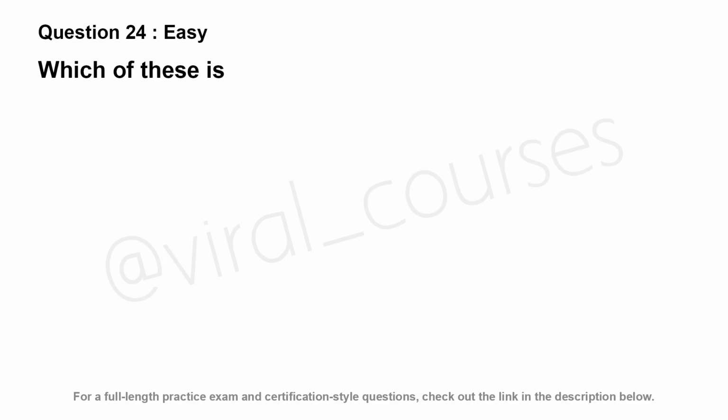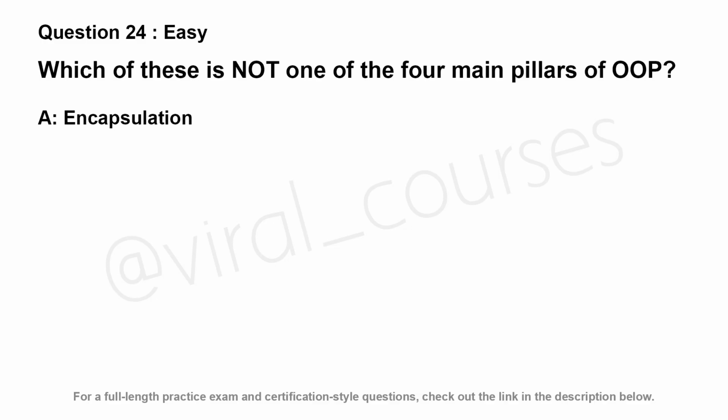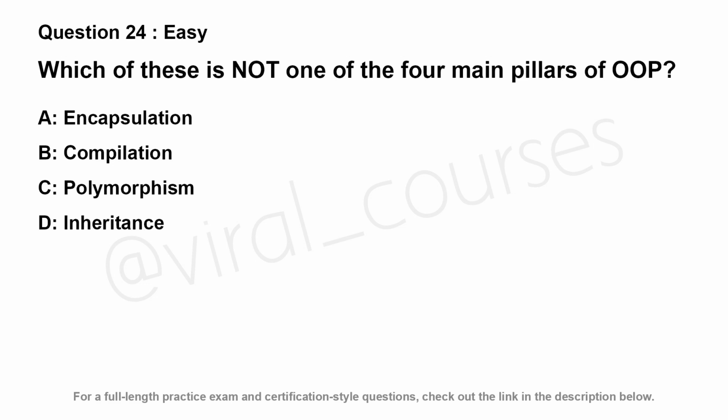Which of these is not one of the four main pillars of OOP? Option A, encapsulation. Option B, compilation. Option C, polymorphism. Option D, inheritance.